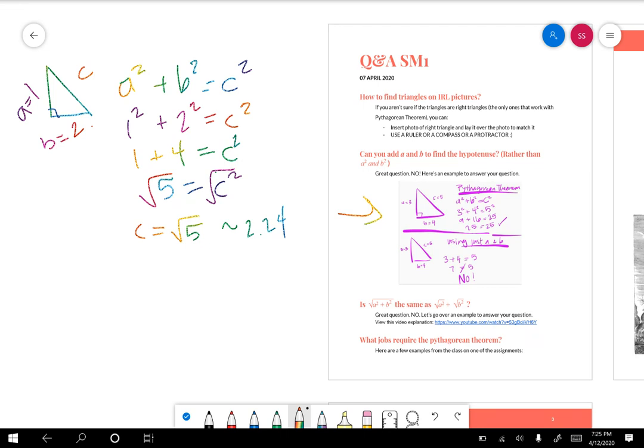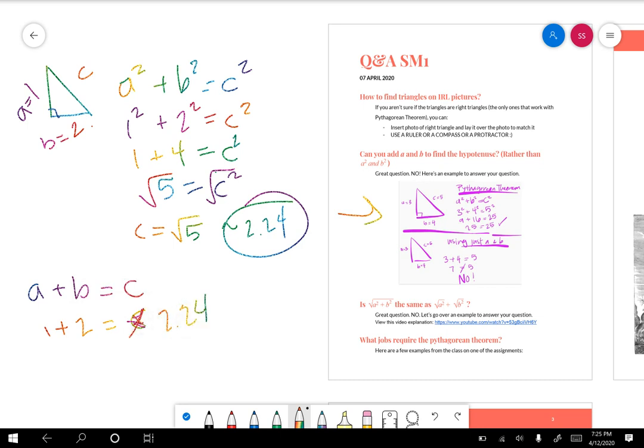Let's see though. What if we did just A plus B equals C? So in this case, we're not squaring A, we're not squaring B, we're not squaring C. So in this case, we would have 1 plus 2 equals C, which we know using the Pythagorean theorem is also accurate 100%. So instead of C here, I'm just going to cross that out and write 2.24.